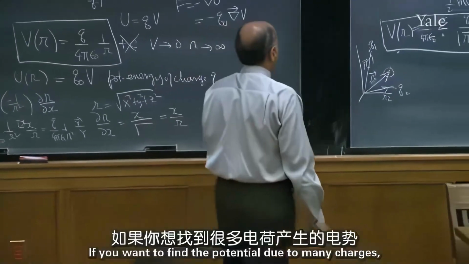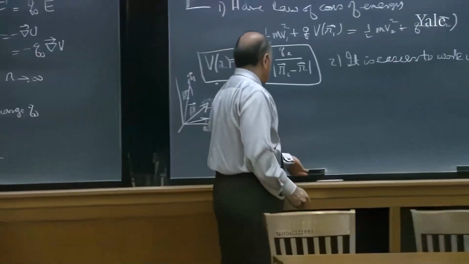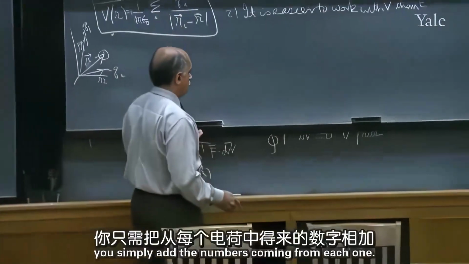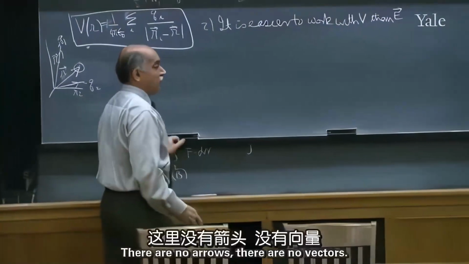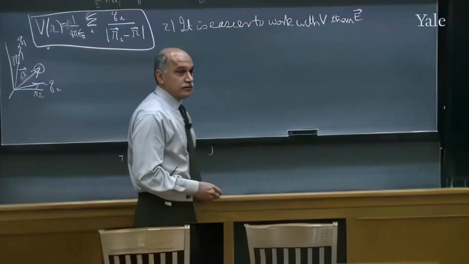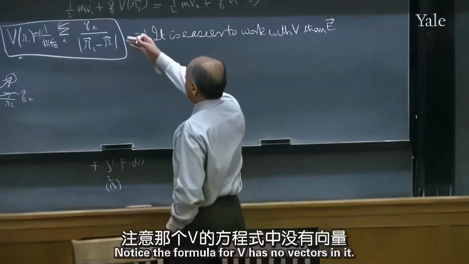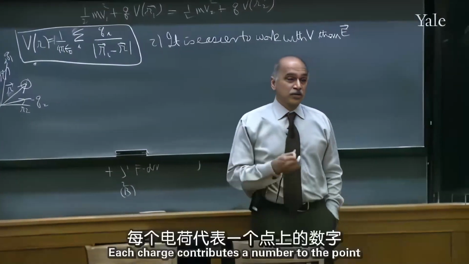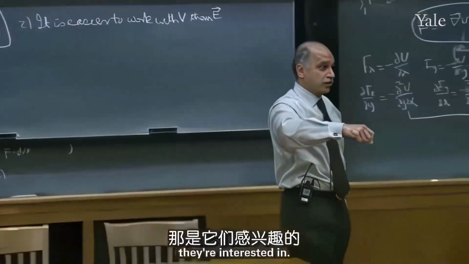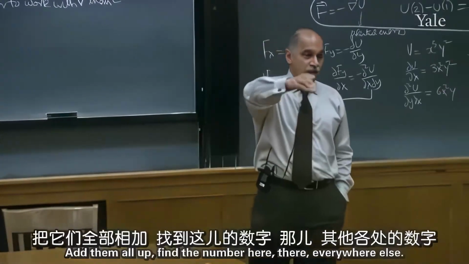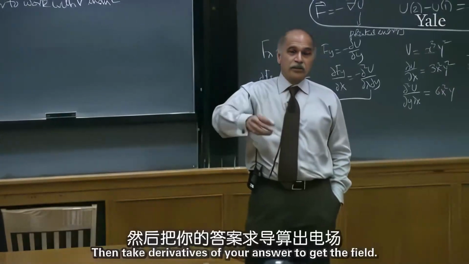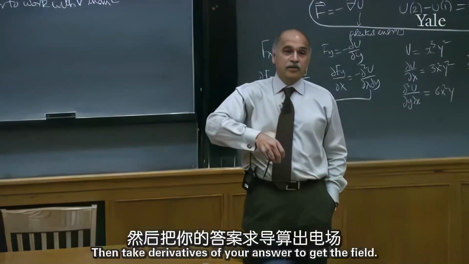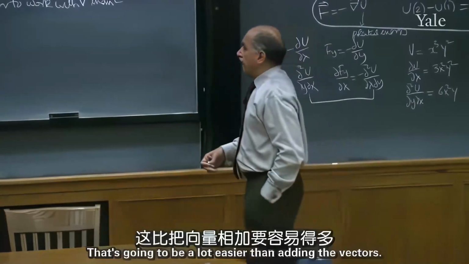If you want to find the potential due to many charges, you simply add the numbers coming from each one. There are no arrows and there are no vectors. Notice the formula for V has no vectors in it. Each charge contributes a number to the point you're interested in. Add them all up, find the number here, there, everywhere else, then take derivatives of your answer to get the field. That's going to be a lot easier than adding the vectors.